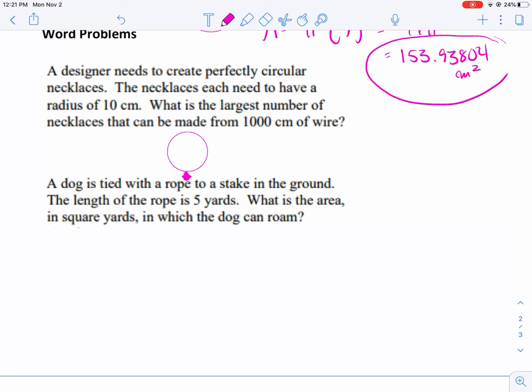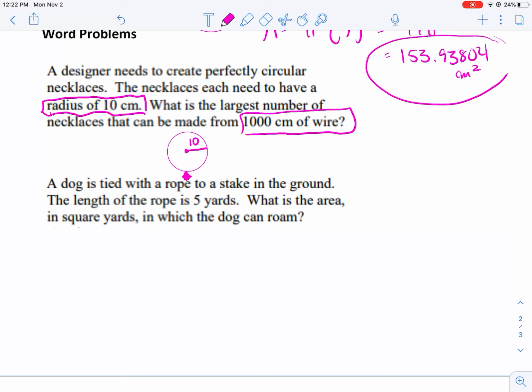All right. So the necklaces each need to have a radius of 10 centimeters, which means that that distance right there from the middle to the outside needs to be 10. Remember, we're talking radius. Okay, so what is the largest number of necklaces that can be made from 1,000 centimeters of wire? So the goal of this problem is they have 1,000 centimeters of wire, and they want to know how many necklaces I can make with a radius of 10.